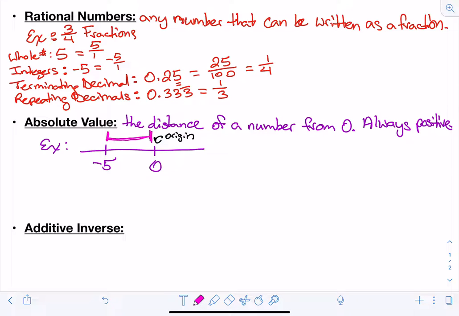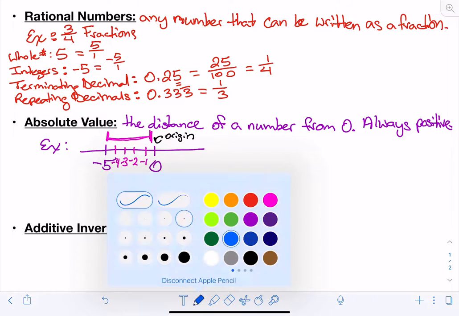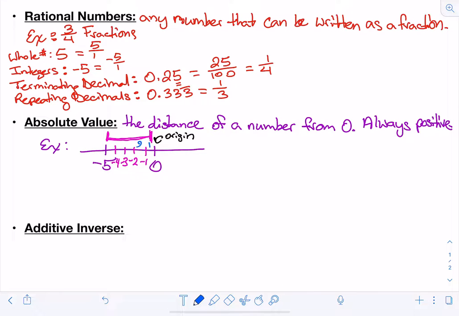So if I were to look at my number line, there's going to be -1, -2, -3, and -4. So there are 1, 2, 3, 4, 5 spaces between 0 and -5. So the distance is 5.